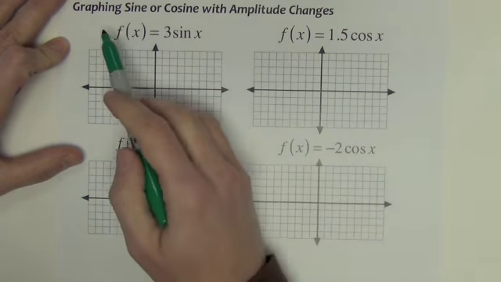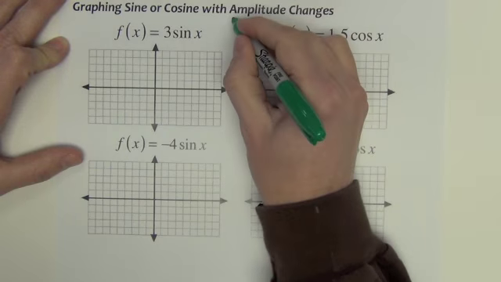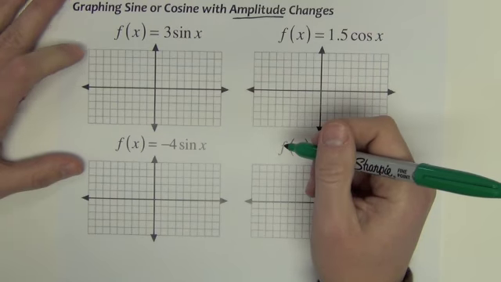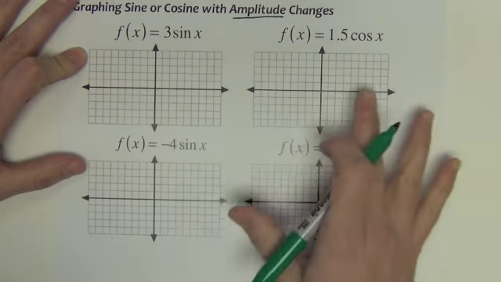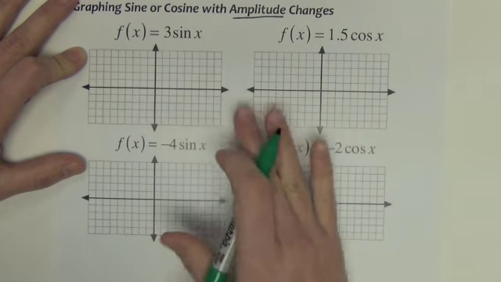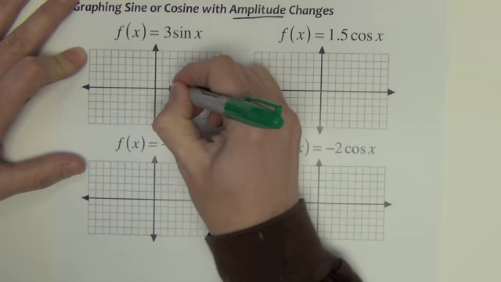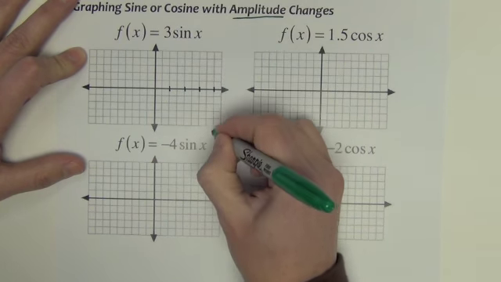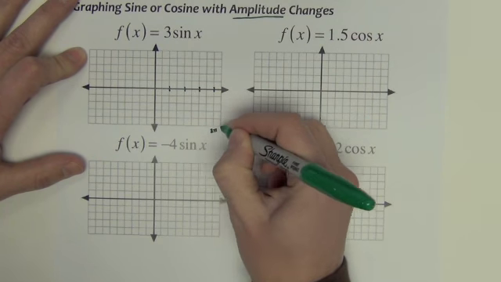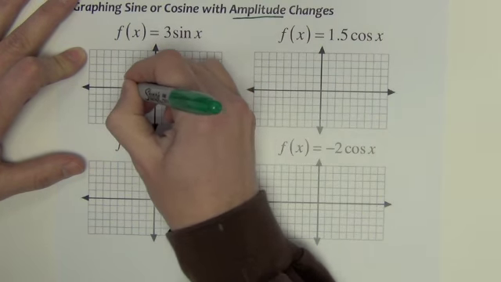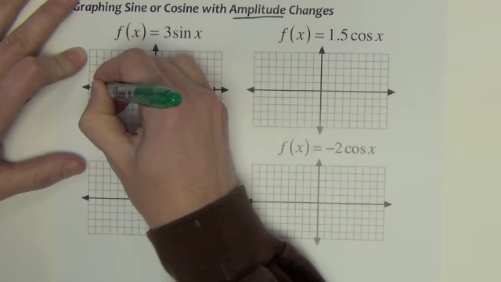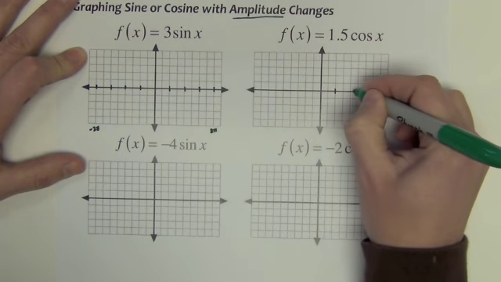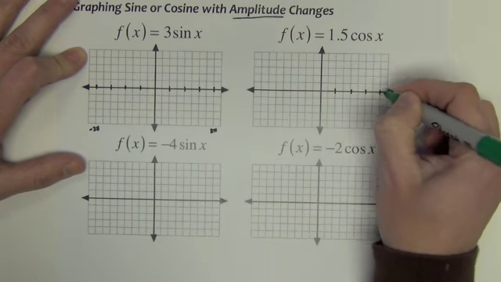Okay, let's look at some graphs of sine and cosine, specifically with amplitude changes. For all of these graphs, I'm going to go ahead and mark out the x-axis like we did on the first two. I'm going to go every two lines, so that's out to 2 pi and to negative 2 pi. So let's just do that real quick.